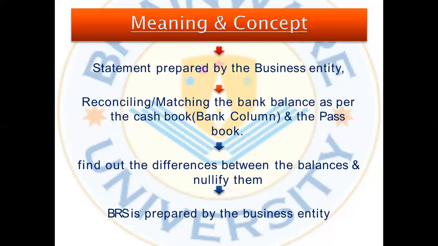So BRS is that statement which will help us to know why there is a mismatch between the cash book and the passbook. It's not like there is a mistake. There are some entries which are not yet updated in the cash book or in the passbook. That is why there is some mismatch in the balances. We can see it from the point of view of the passbook, or from the point of view of the cash book. Both are the same. So that is actually a BRS.